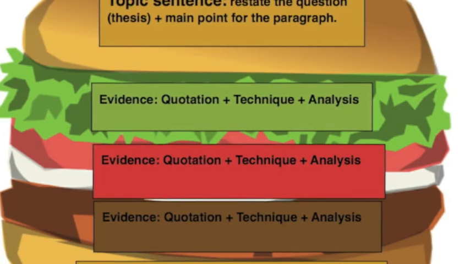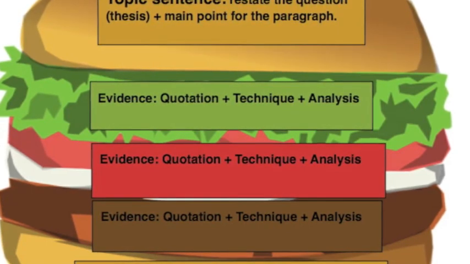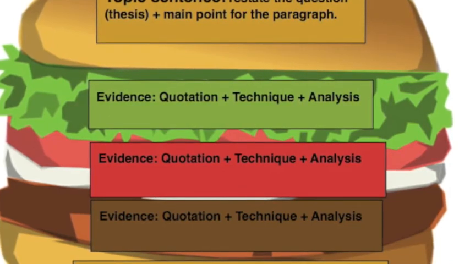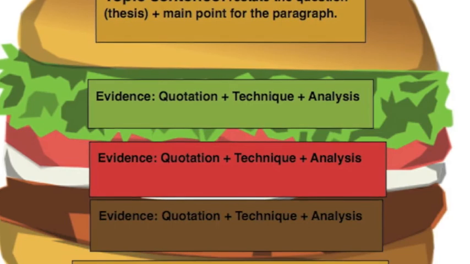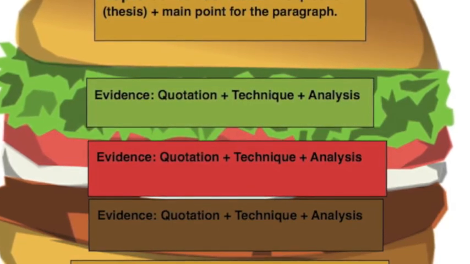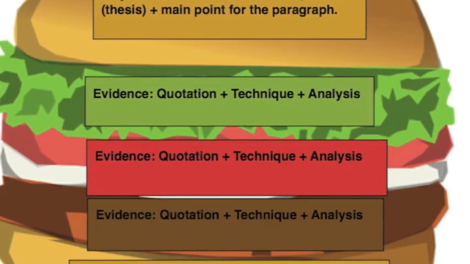Some people like to think of a paragraph as a hamburger, so that's the analogy, where the bread at the top and the bottom are the structure of your argument. So that's your topic sentence and your concluding sentence, and they hold all of that evidence together, because there's no point in telling the reader quotations from the play if they're not proving your point in the argument.